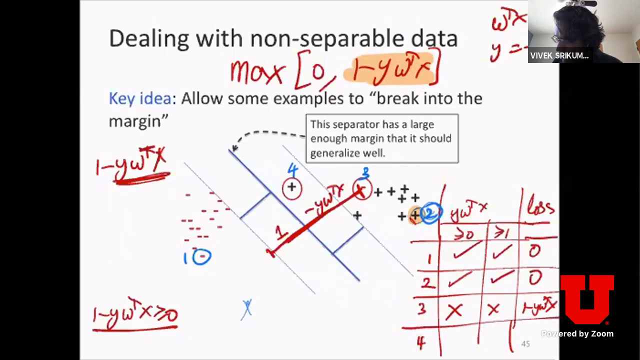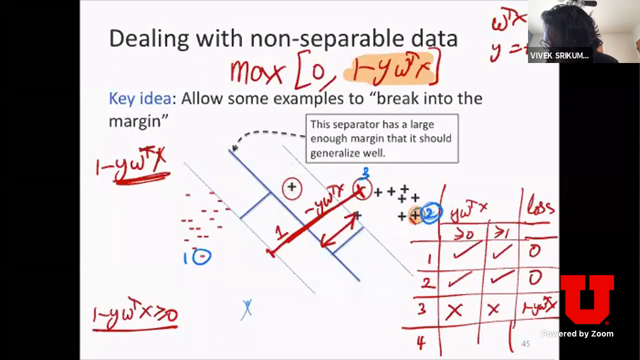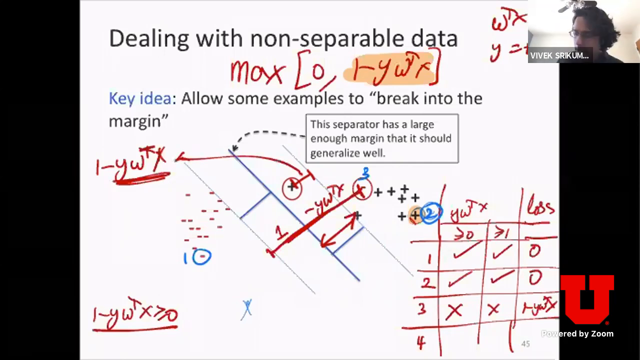For the fourth point, which is here, w transpose x is positive, and y is also positive, so I'm writing in the top right corner. The product is greater than 0, but this distance here is 1. So 1 minus y w transpose x is really this gap here. I probably mislabeled the thing in the previous case. It's that gap there. So this is 1 minus y w transpose x.